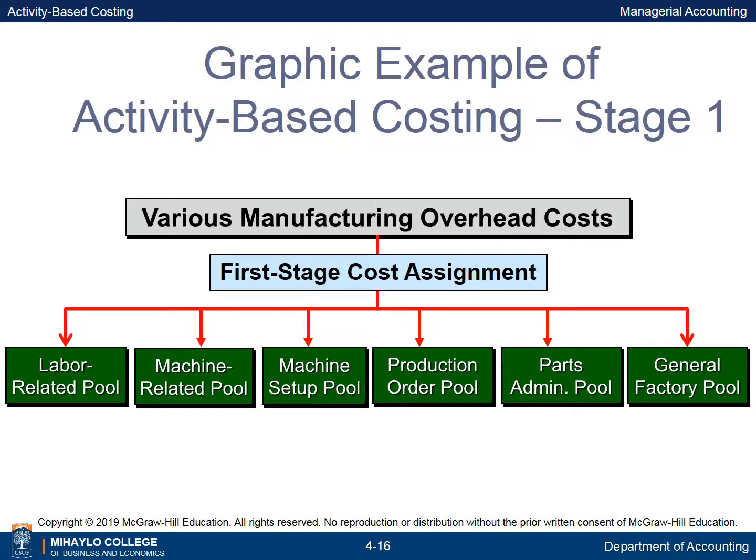Using activity-based costing, the manufacturing overhead costs are allocated to products using a two-stage process. In the first stage, overhead costs are assigned to the 6 activity cost pools shown on the slide. For example, the production order cost pool may include the salaries of engineers who modify products for individual orders, and the costs of scheduling and monitoring orders. In the examples and assignments in this book, the first stage cost assignments have already been completed.